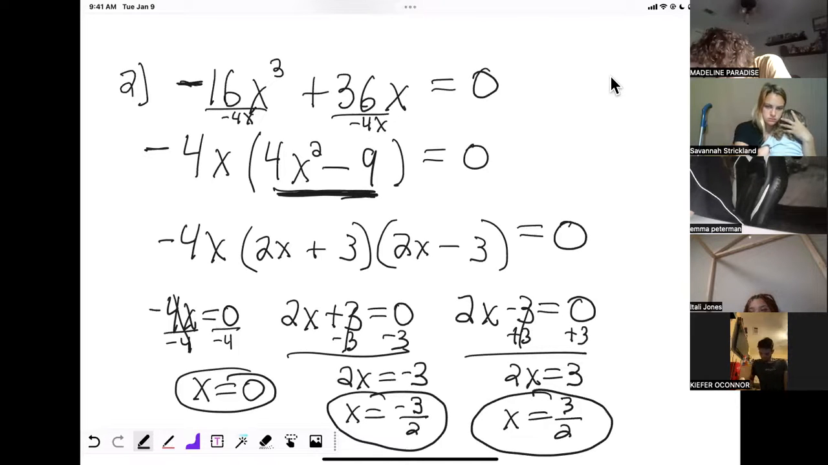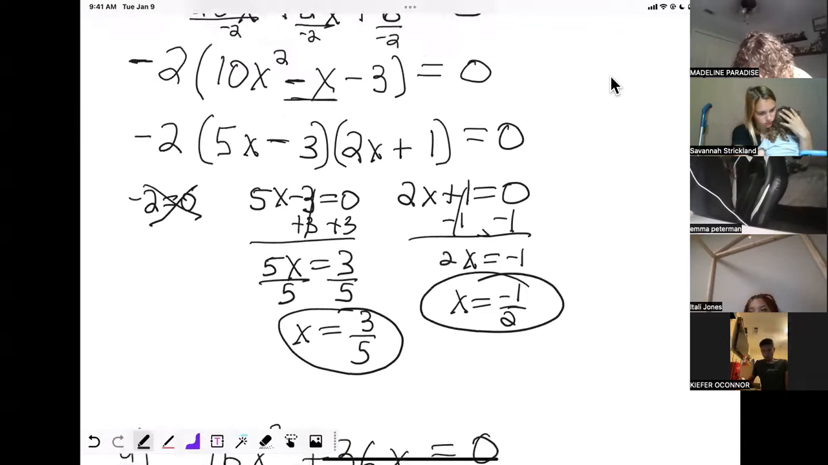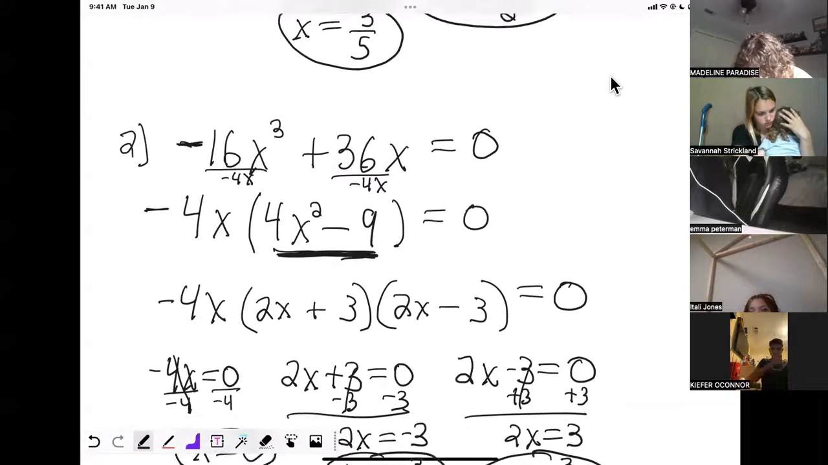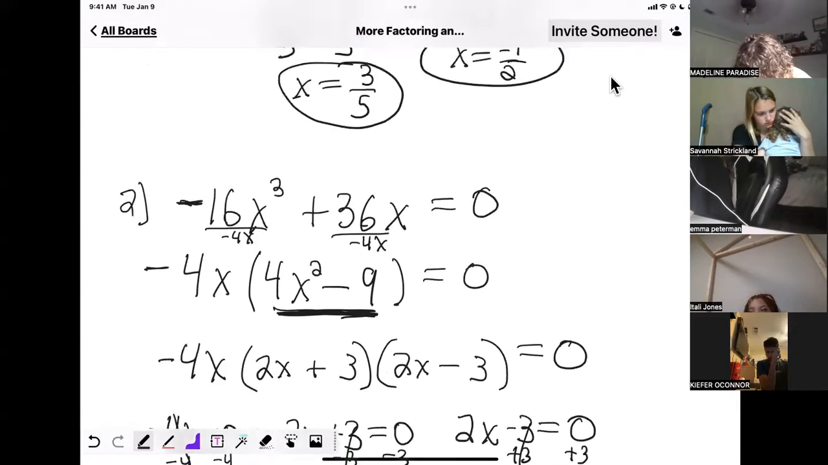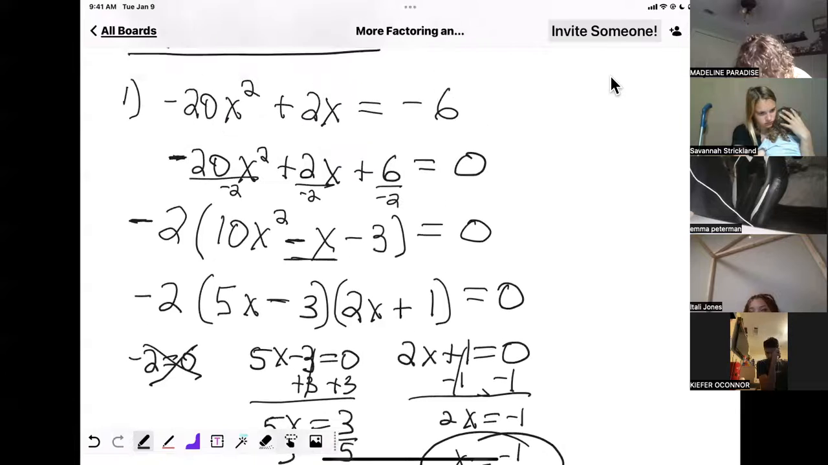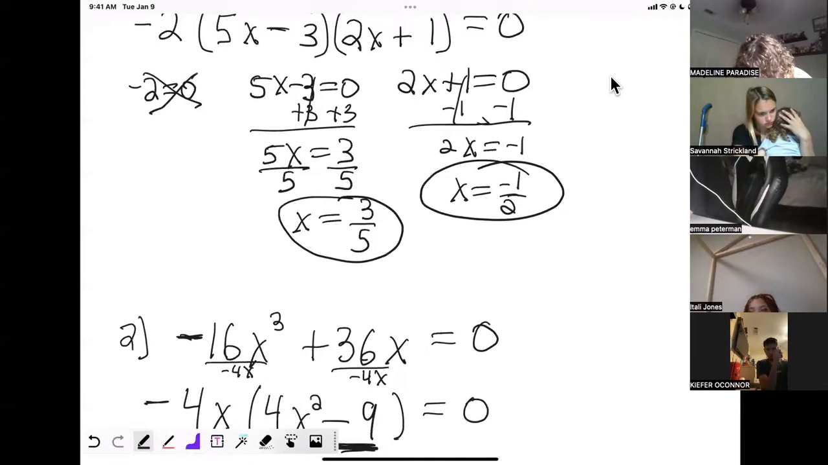So this time, yeah, Amber, you're right. This time I had 3 answers. So one of you figured it out. What's the difference between the first one that had 2 answers and the second one that had 3 answers? There's something in the equation that makes it different. The power. It's the power.